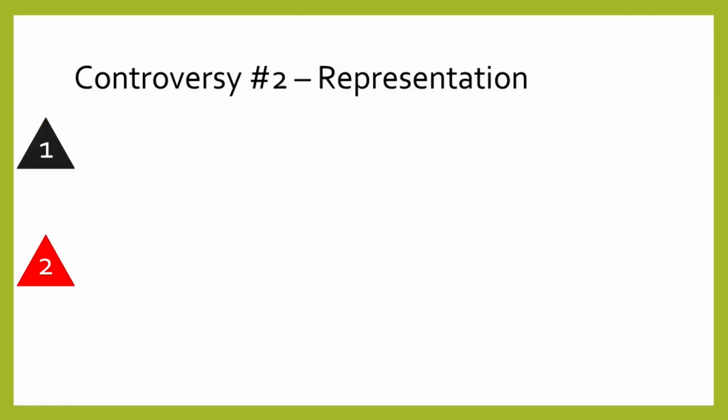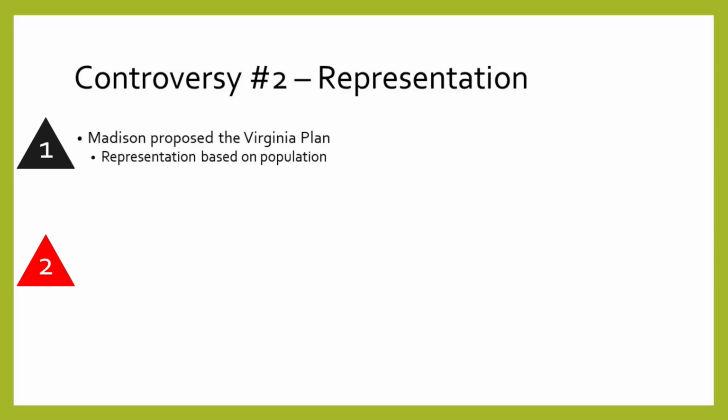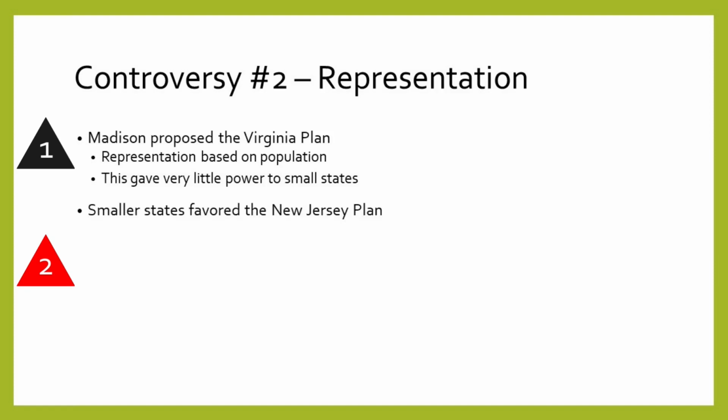The second controversy had to do with representation. James Madison proposed what's called the Virginia Plan, which essentially said that representation in the legislature would be based on the population of each state, so big states like Virginia would get more representatives than small states like Delaware. Now, some of those smaller states worried that their voices would never get heard in a system like that, so they came up with a counterproposal called the New Jersey Plan, which gave each state one vote in Congress just like the Articles of Confederation had.